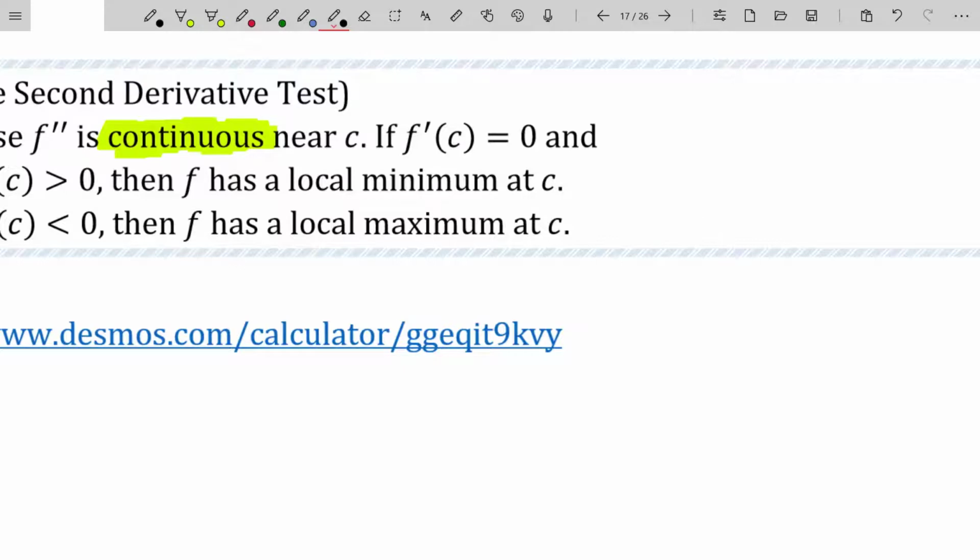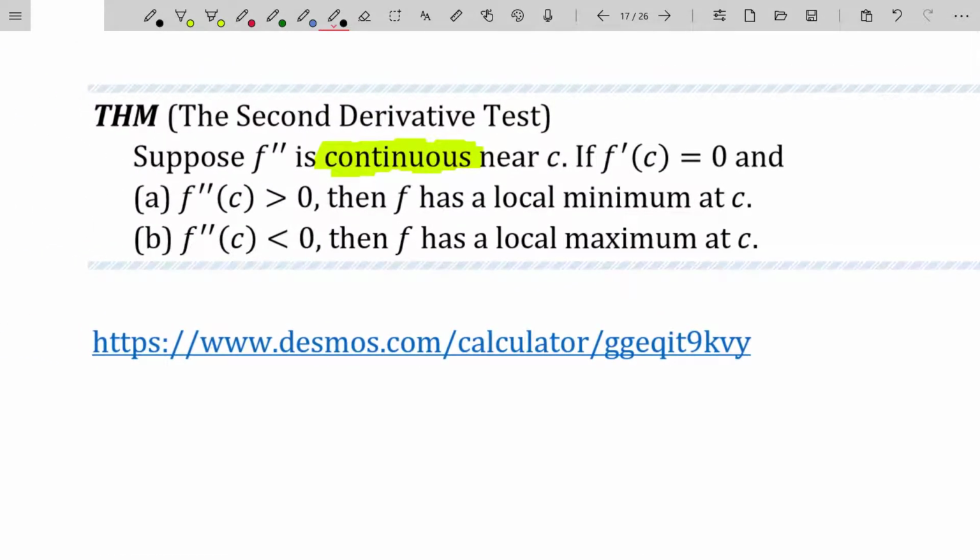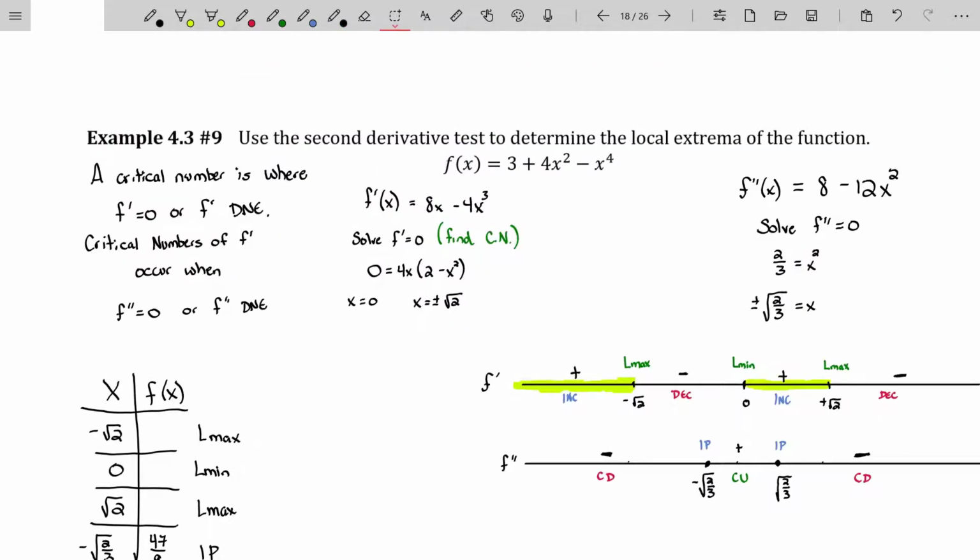I don't really need to go to the Desmos app here either because I just drew it off to the side, so I'm not going to bother with that. All right, let's go back to our friendly example and use the second derivative test to determine the local extrema of this function. We already know the local extrema, so I just want to state that. We already have computed the local extrema for this function, but let's showcase how we would have done that had we used the second derivative test.